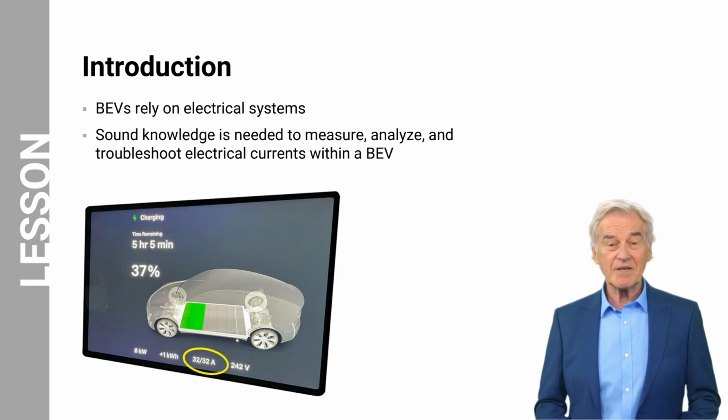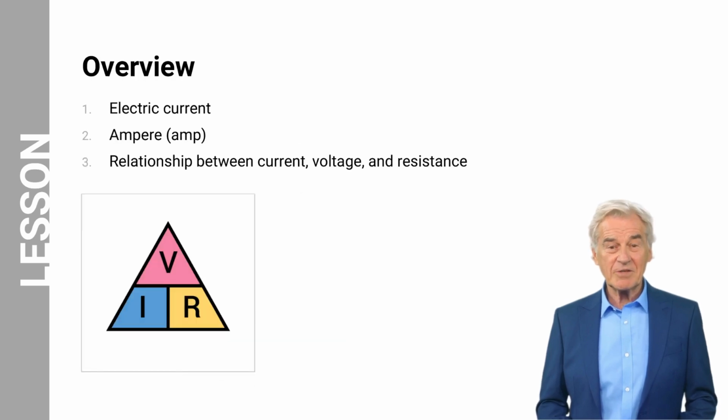BEVs rely heavily on electrical systems. Current is essential for a BEV as it powers the flow of electric charge from the battery to the motor, enabling the vehicle to move. Understanding the fundamentals of electricity is crucial for diagnosing, repairing, and maintaining these vehicles safely and effectively. This lesson will introduce you to the concept of electric current, which is measured in ampere, and the relationship between current, voltage, and resistance.